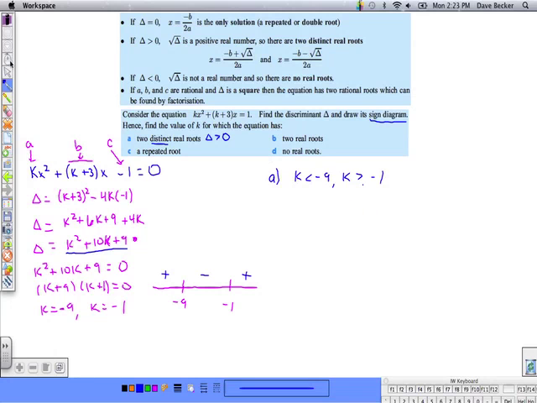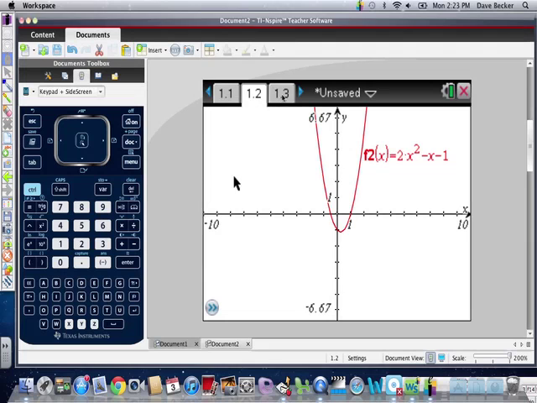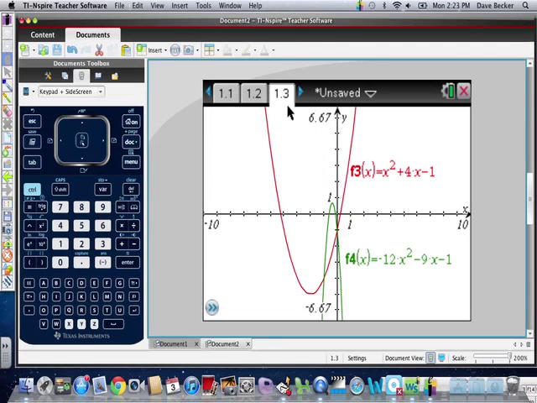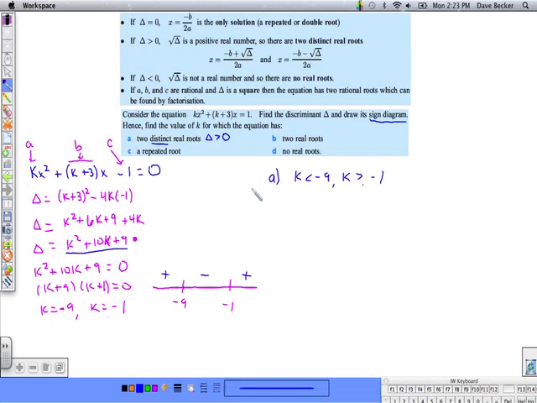Take a quick look at a graph. If we chose k equal to 1, which is greater than -1, we would end up with x squared plus 4x minus 1. You can see we have two roots. It intersects the x-axis twice. I chose k equal to -12, which is less than -9. Replacing that into our quadratic results in this, and you can see here it also intersects the x-axis in two distinct places. Okay, so back to our example.